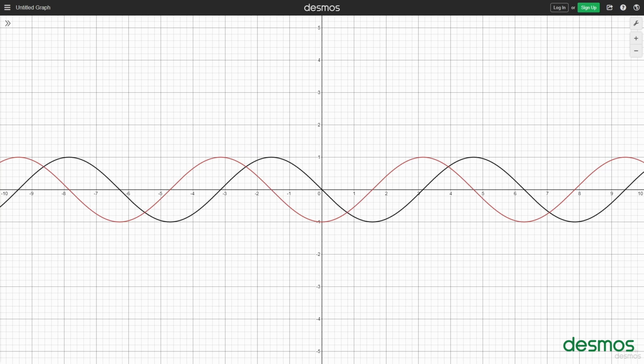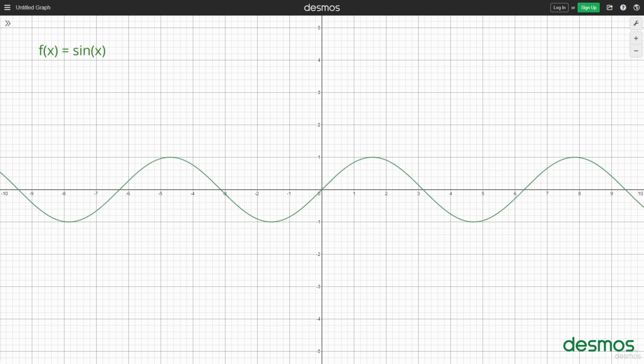One neat trick to move a graph to the left is to add a constant to the input of the function. If we add pi divided by 2 radians to the input of sine, it would become sine of x plus pi over 2. Conveniently, when we graph this new function, this is the same graph as its derivative, cosine.